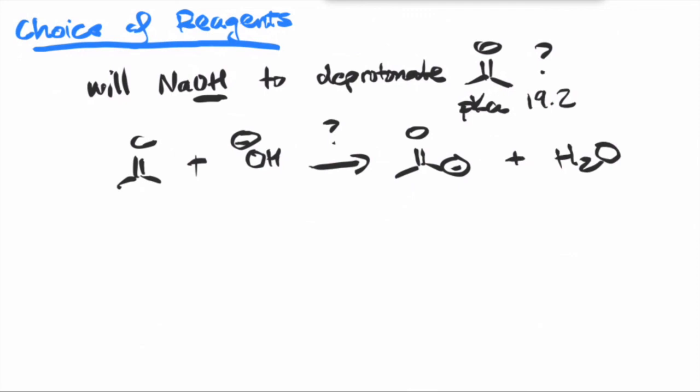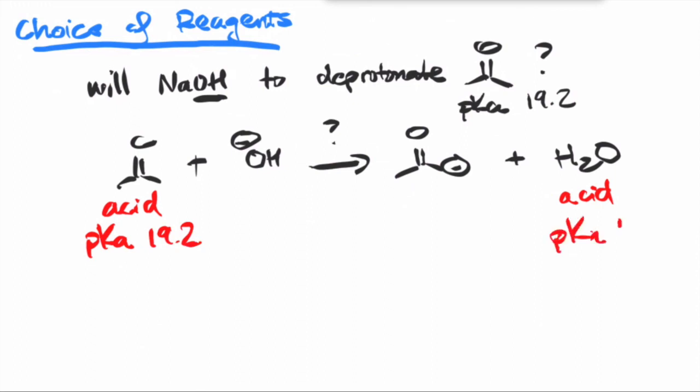All right, let's consider the equilibrium here. Again, when we want to consider equilibrium, we want to take a look at the two acids and compare which one is a stronger acid. In this case, the acid is the ketone on the left, and on the right, it is the water, because water is the conjugate acid of that OH minus. So again, what's the pKa here? It was given to us that the pKa of this ketone is 19.2, whereas the pKa of water, we know, is around 15. Again, just ballpark there.